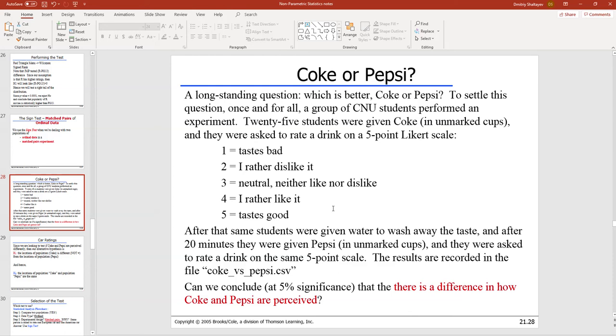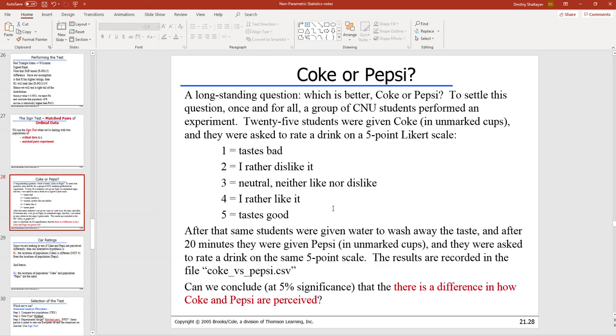So once and for all, to settle this question, here's what a group of CNU business students, or I don't know, marketing students or psychology students, whoever that might be, decided to perform an experiment. So they found 25 randomly selected PIC students from CNU, and they told them, okay, we're going to give you unmarked cups. So the people who performed the test, they knew that they are giving Coke in unmarked cups, but for those who were under investigation, part of this study, it's just, here is the drink for you. Okay, we may even have a lid on top of that, right?